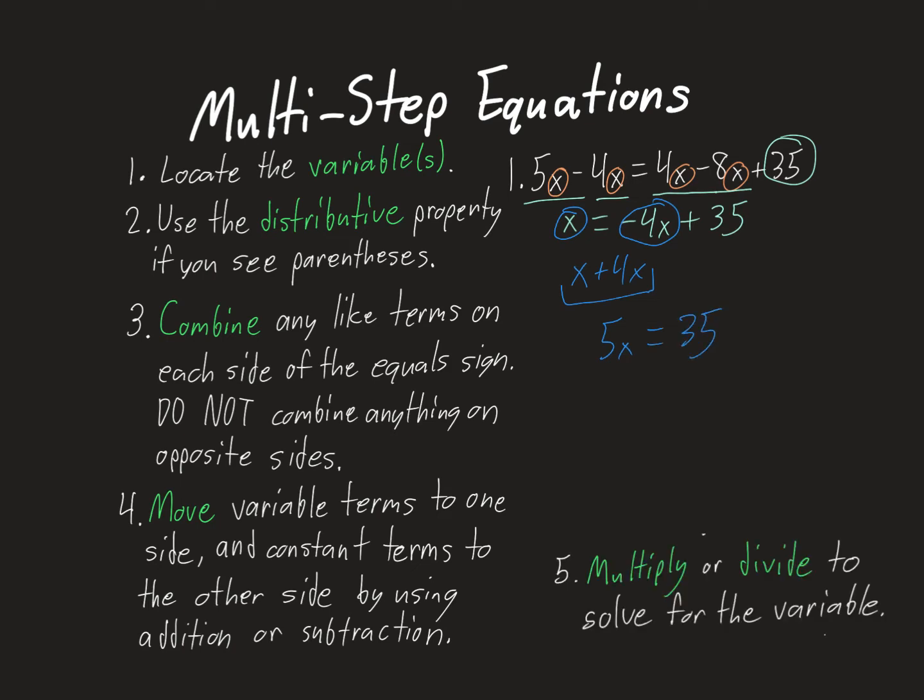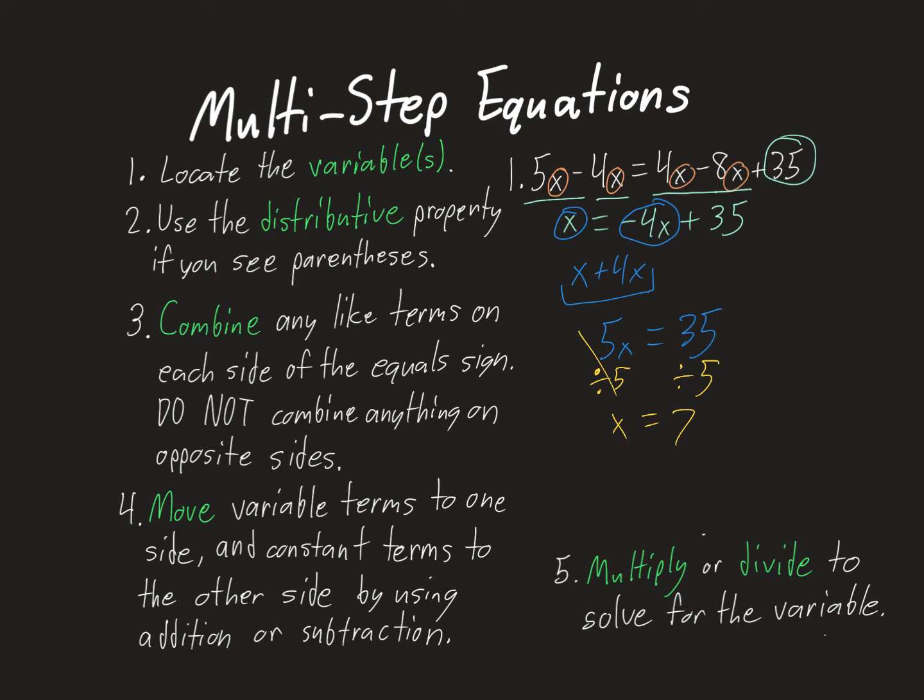Finally, we will multiply or divide to solve for the variable. Here, we are multiplying the variable by 5, so to get the variable by itself, we will need to divide both sides by 5, leaving us with x equals 7.